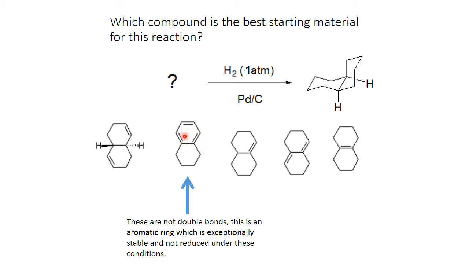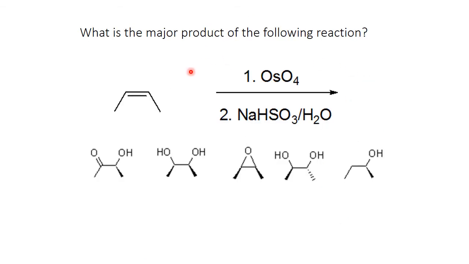Okay, let's go through the answers here that are given. These are not double bonds. This is an aromatic ring, which is exceptionally stable and not reduced under these conditions. This is the only one that would give cis-decalin. This is the compound right here.